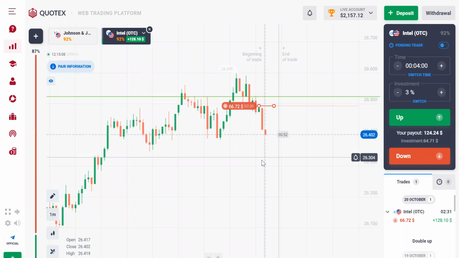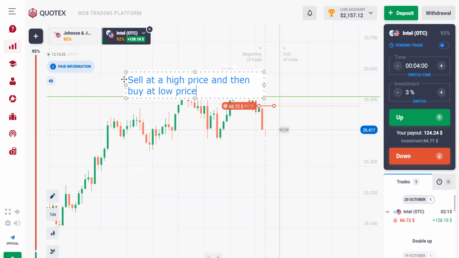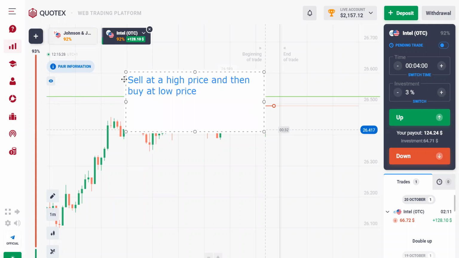So, like I was saying, if you want to make profit from trading, try as much as possible to sell at a high price and then buy at a low price. So that's what I teach my students in my mentorship. I tell them that we buy at down candle and sell at up candle.